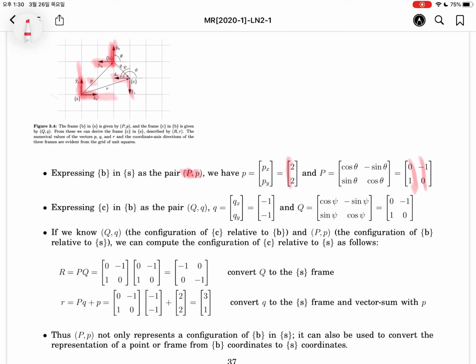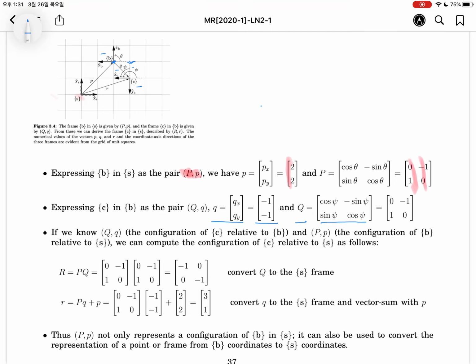Okay, the C frame can be described by the B frame. The rotation angle will be psi, and the pointing vector is q. Here, the q vector is described using the B frame, (-1, -1). The rotation matrix Q can be described by using the rotation angle psi. So we have this equation.